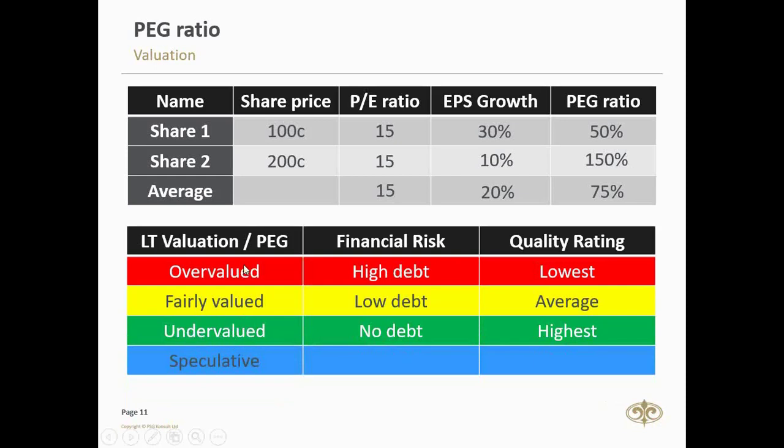Okay, if you look at long-term valuation, the PEG ratio, you want to buy the greens, avoid the reds. The reds are overvalued stocks. Why? Because financial risk will be high and the quality rating will be lower. This is the kind of ideal stock you're going to look for. Shares that are undervalued, have no debt or manageable debt, and the quality rating is the highest.